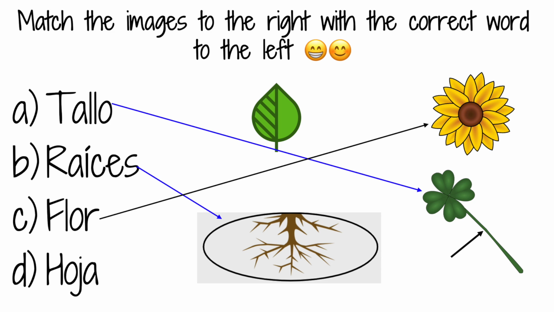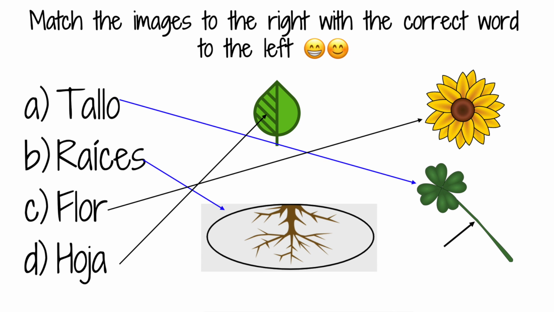So moving to our last option there, D, we've got hoja. Remember that H is silent. So repeat, hoja. So looking at our images, we've already chosen 3. So our last option is hoja, which is a leaf. Awesome. So we now know the parts of a flower. We know hoja, tallo, flor, raíces.